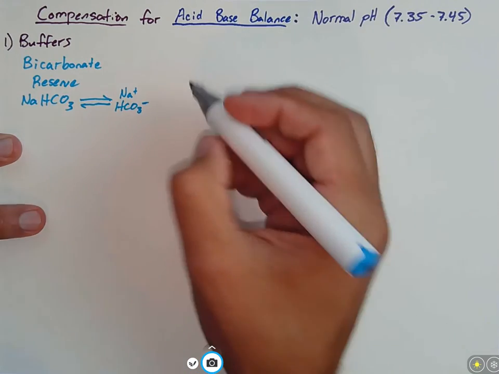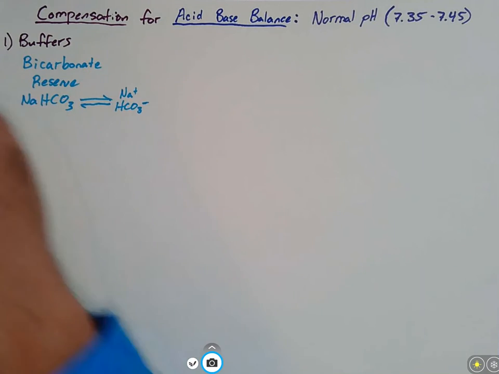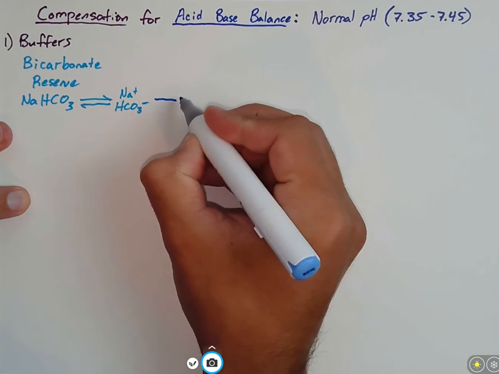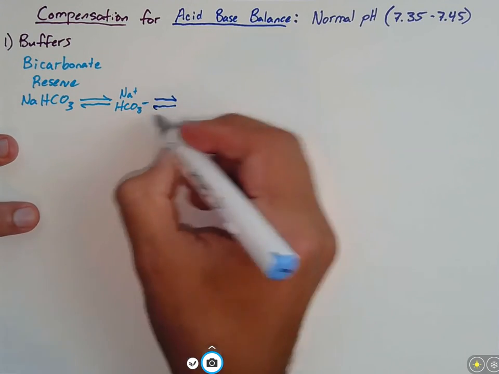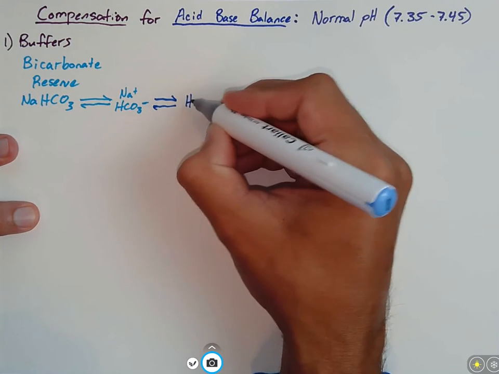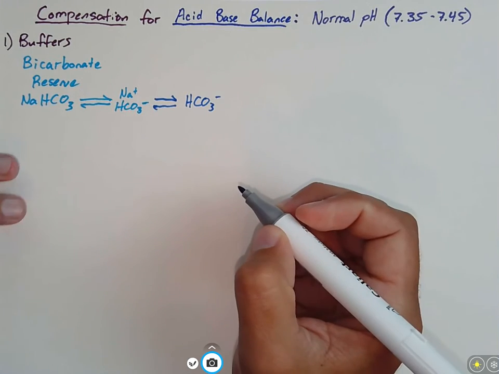Bicarb is what we're really after here. So after we leave the reserve, what we're going to be adding to the blood is just a bunch of bicarb. I hope that makes sense, right? And we can add back to the reserve, so we're going to have this arrow go either direction. But ultimately what we're after is this HCO3 minus. So now we got some bicarb in the system.